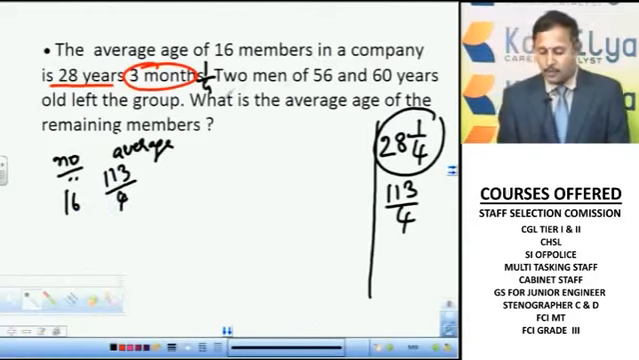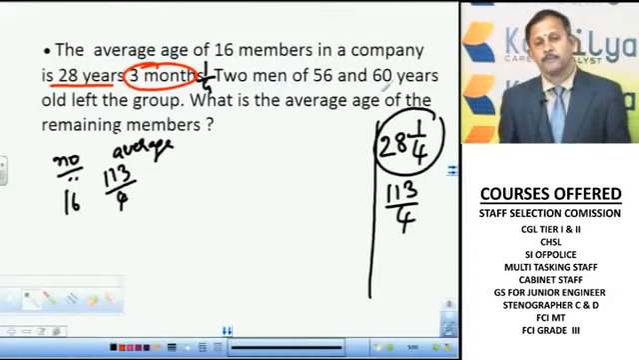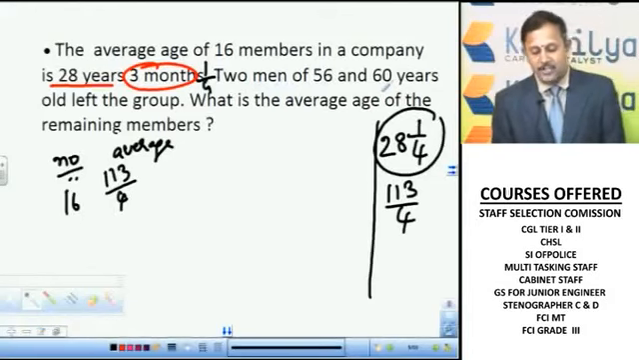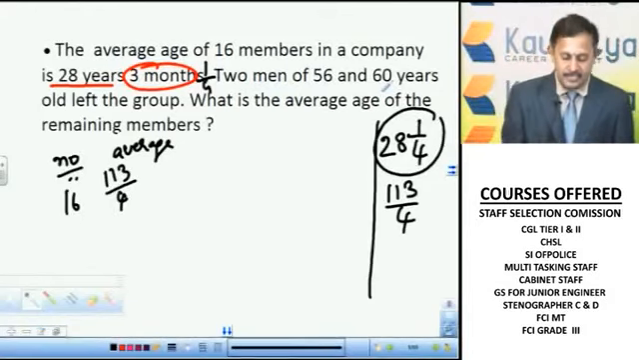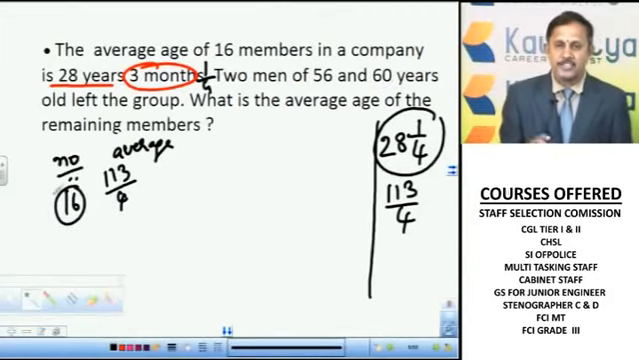Next, two men of age 56 and 60 years, they left the group. And now the question is, what is the average age of the remaining members in the group? So in the first case, the number of candidates is 16 and their average is given as 28 years 3 months, or 28 1/4, which is equal to 113/4.